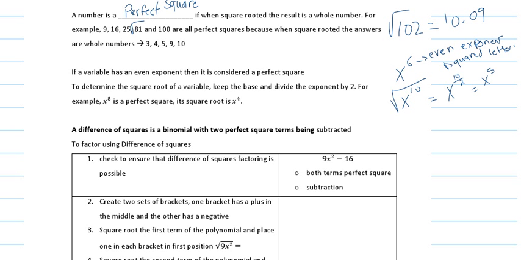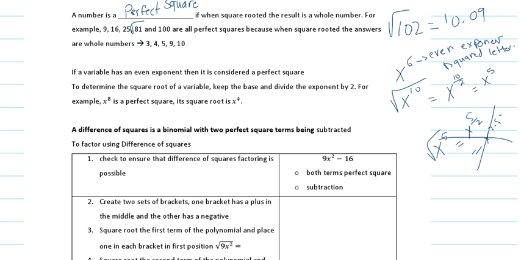So if I had x to the power of 5, is it a squared term? No. 5 is an odd number. If I divide this by 2, it's going to give me 2.5, which is not a whole number. It's not a square term. Okay?